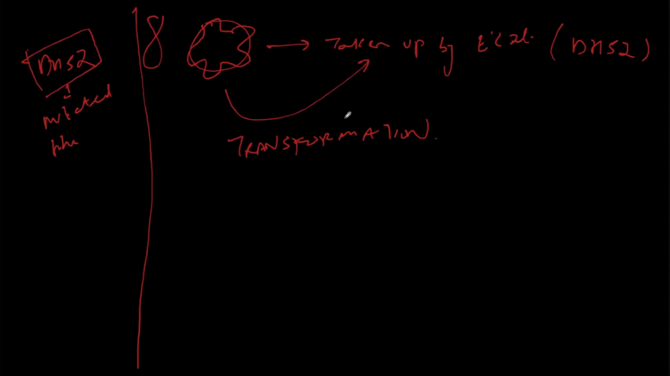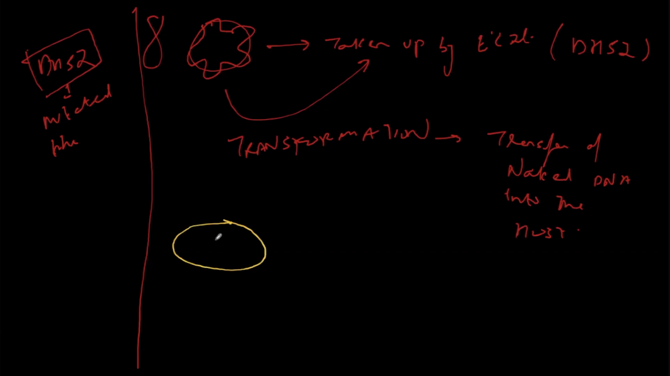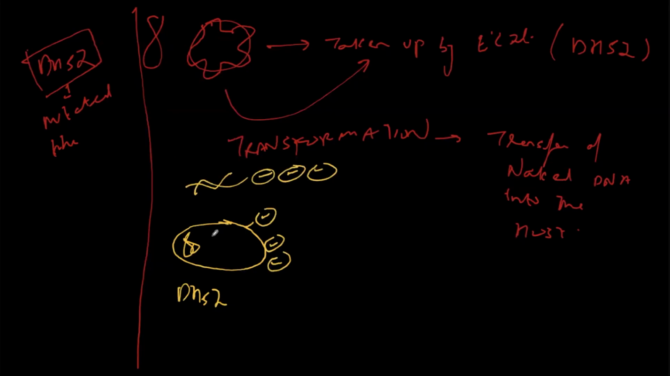So what is transformation? Transformation is the transfer of naked DNA into the host. Now we were discussing competency, right? This is a normal DH5 alpha. The plasma membrane of the bacteria is negatively charged. DNA is also negatively charged. So there is no property for this DNA to go in.